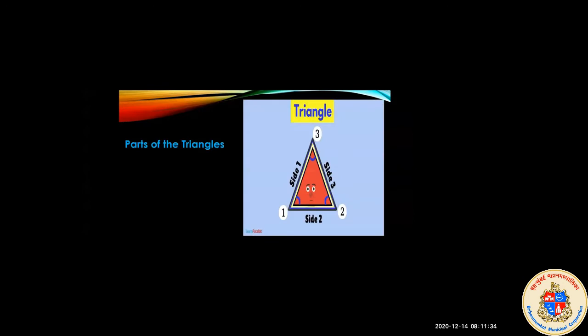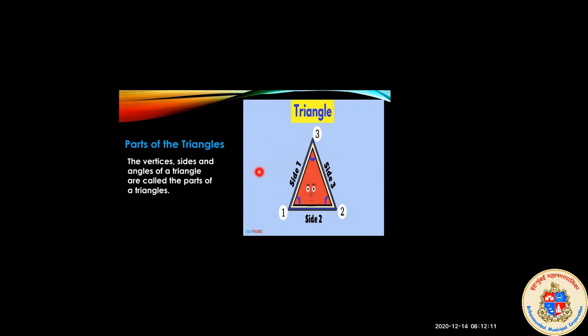Now we will see what the parts of the triangle are. One by one we'll see. The vertices, sides and angles of a triangle are called the parts of a triangle. Vertices means the points which we are joining with the segments. This is the first vertex, this is the second vertex, and this is the third vertex. So how many vertices are there? 3 vertices.